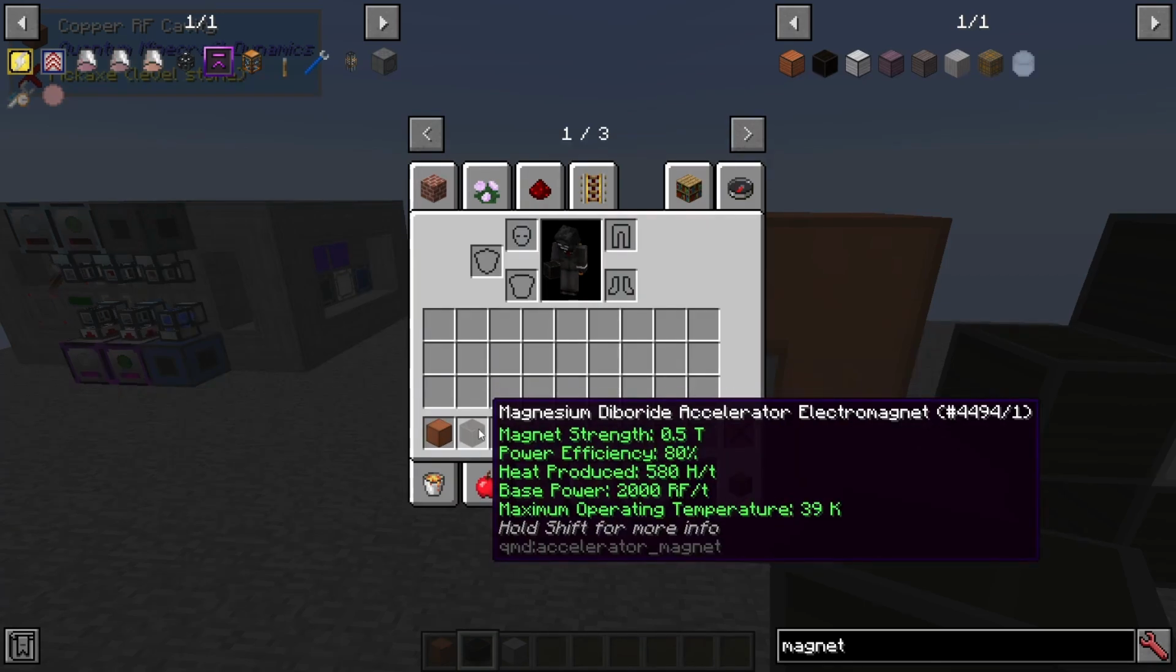Now, if we put a magnesium diboride quadrupole next to it, this will also give 0.5 Tesla to the accelerator. It would produce 508 heat, and it would add 2000 RF per tick to the base power. Finally, it would set the maximum operating temperature to 39 Kelvin.